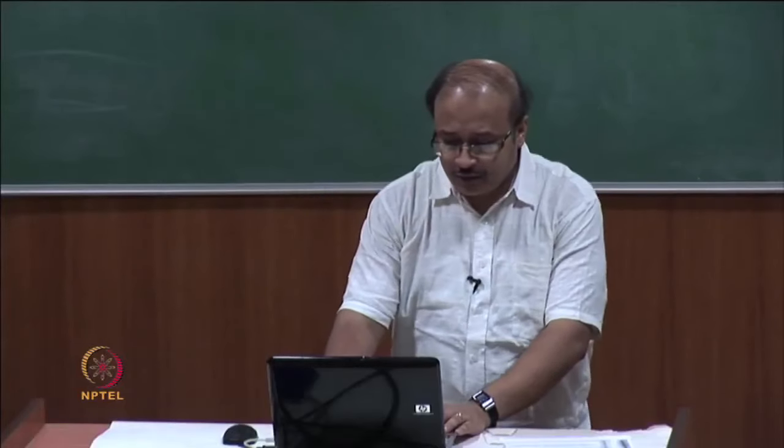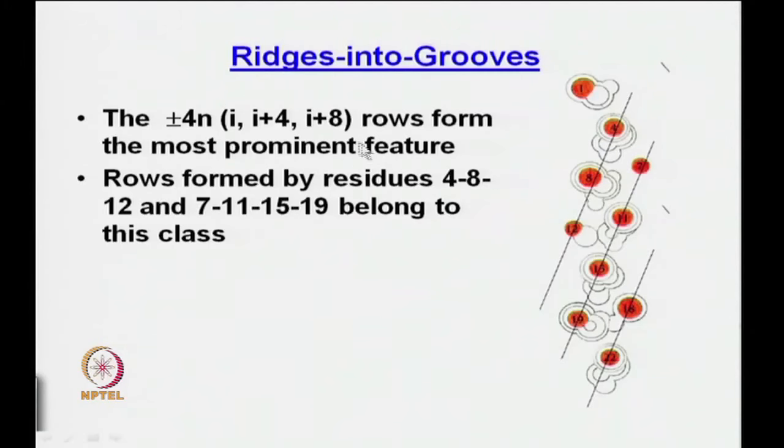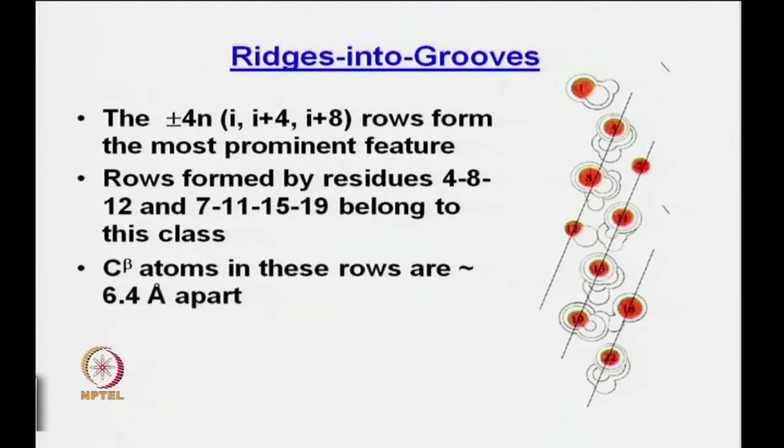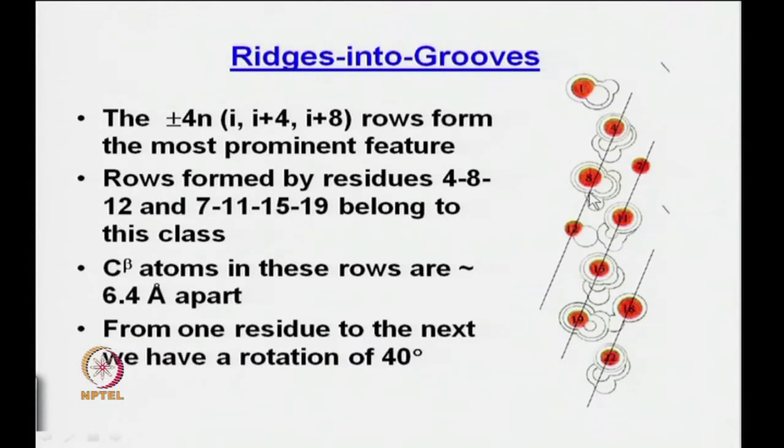The rows formed by residues 4, 8, 12 and 7, 11, 15, 19 belong to this class, as we just said. The C beta atoms in these rows are about 6.4 angstroms apart. Between these two, the distance is about 6.4 angstroms, and from one residue to the next you have a rotation of about 40 degrees. Okay. Now, please try to put this in the context of the rotation we talked about for a screw axis, or the screw symmetry that a helix possesses.